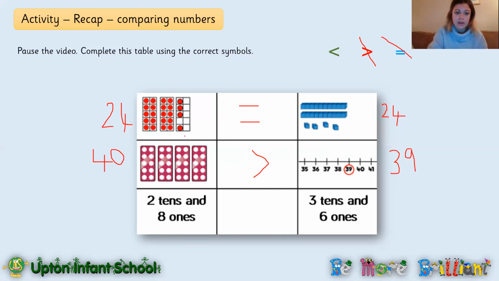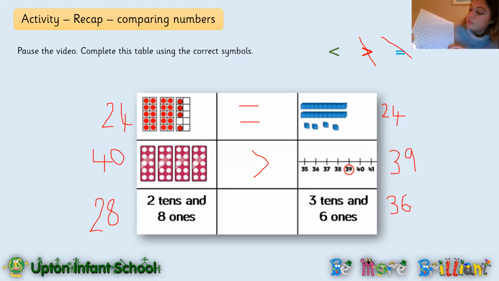So let's have a check if that's right. 2 10s and 8 1s. I know that's 28. And 3 10s and 6 1s. Well, I already know that 2 10s is less than 3 10s. Let's double check on our 100 square. So I've got my number 28 here. I've got my 36 there. So I know that 28 is less than 36. So we can pop our less than symbol in there. So well done if you got that right.